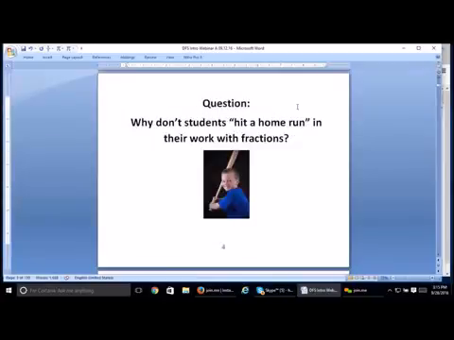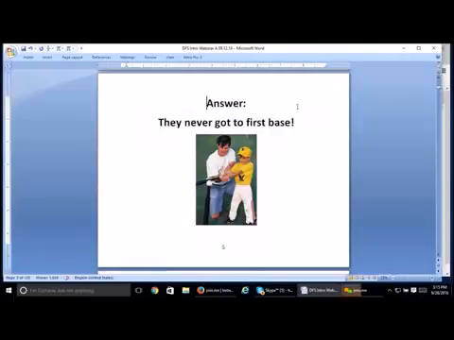The question is, why don't students hit a home run in their work with fractions? And the answer is they never get to first base. So what do we mean by that? Let me give you an example.